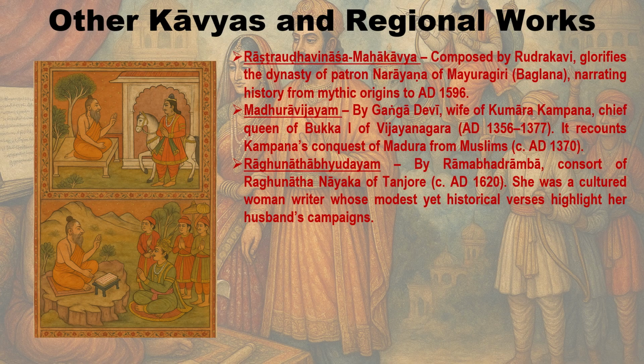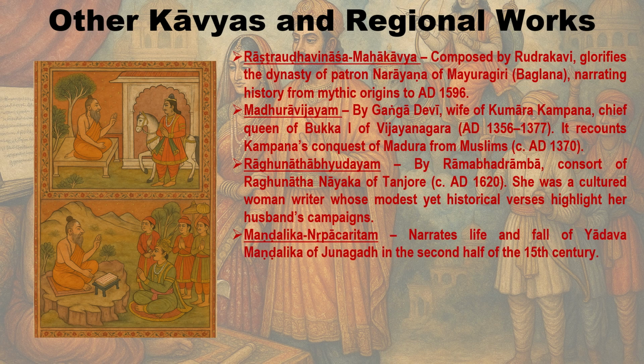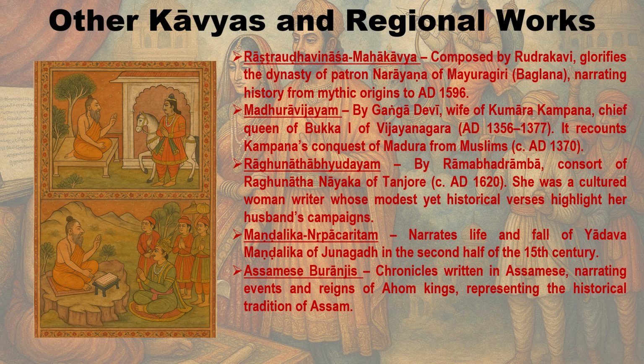Raghunatha Abhyudayam by Ramabhadramba, consort of Raghunatha Nayaka of Tanjore. She was a cultured woman writer whose modest yet historical verses highlight her husband's campaign. Mandalika Nripacharitam narrates the life and fall of Yadava Mandalika of Junagadh in the second half of the 15th century.